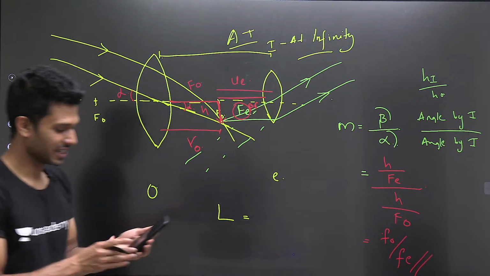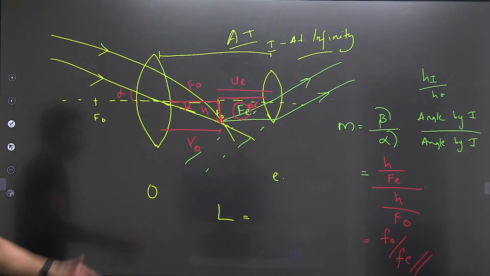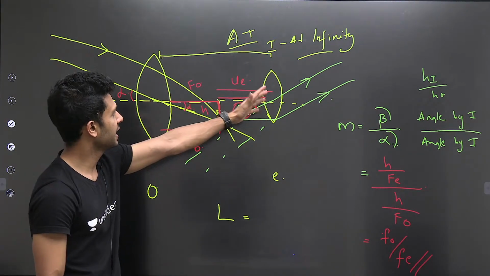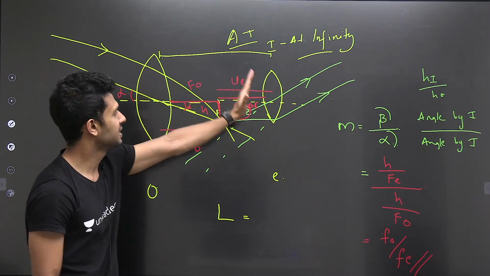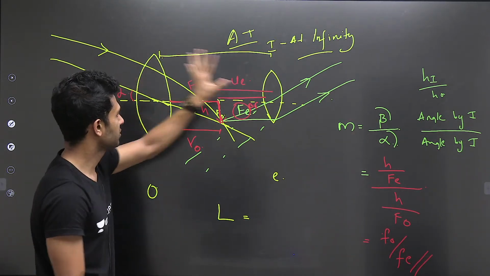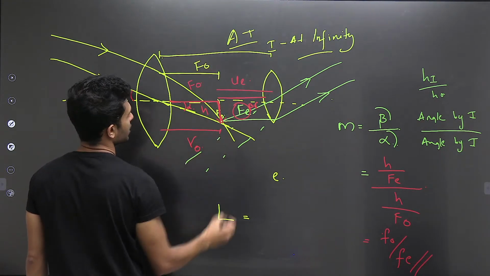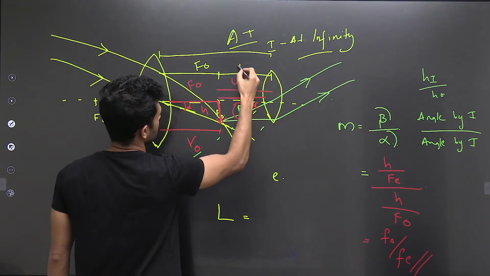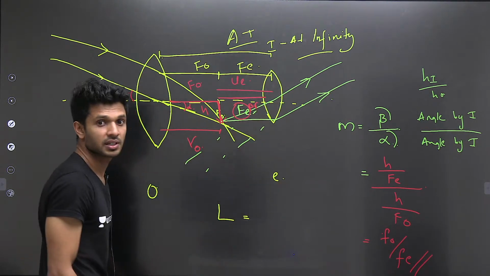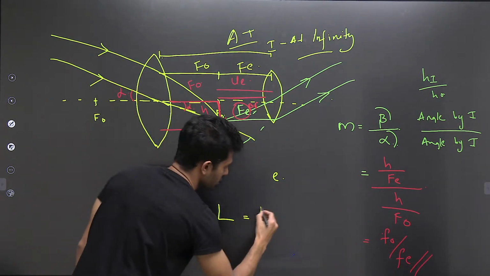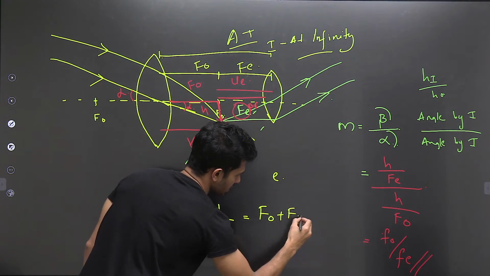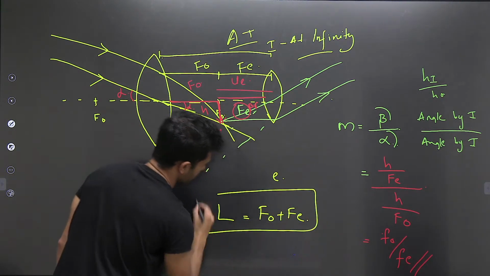बढ़िया. Okay. Just look into the figure for finding out the length of the telescope, means the distance between the objective and the eyepiece. Till here, focal length of the objective. From here to here, focal length of the eyepiece. Any doubt? So net length is equal to focal length of the objective plus focal length of the eyepiece. Bas.